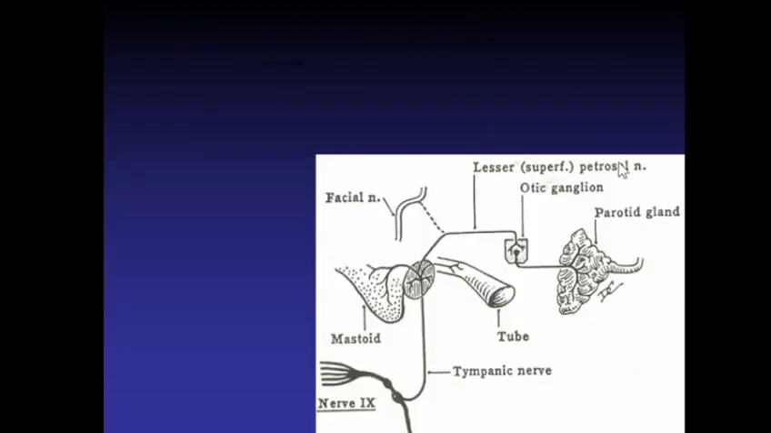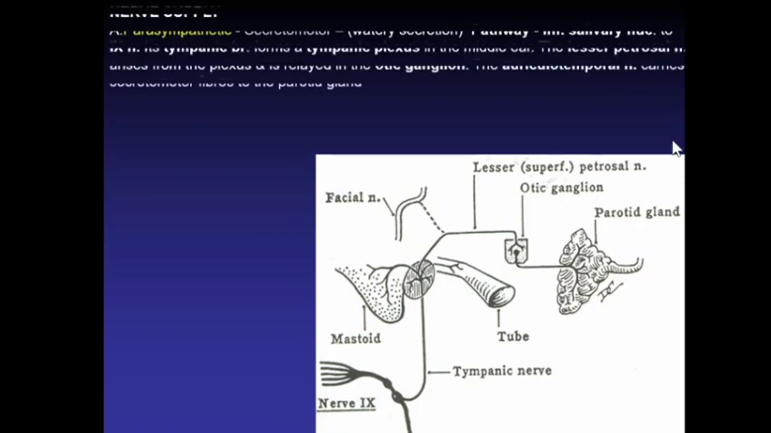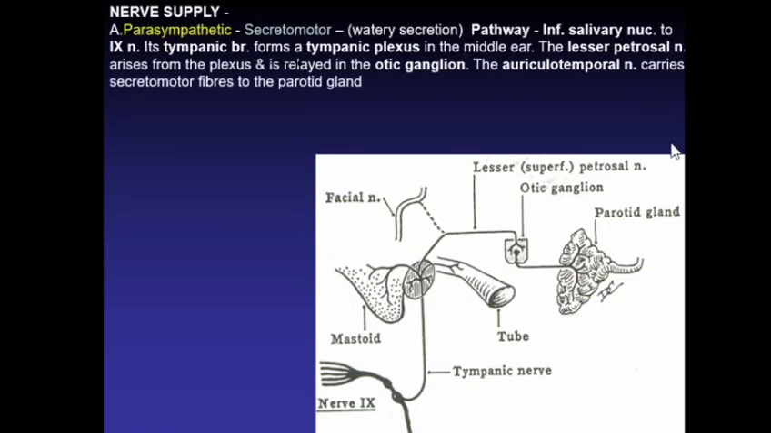We'll see the nerve supply of the parotid gland, that is parasympathetic, sympathetic and sensory. So first of all we'll see parasympathetic. Secretomotor, water secretion pathway: inferior salivatory nucleus to the ninth cranial nerve. Its tympanic branch forms a tympanic plexus in the middle ear. The lesser petrosal nerve carries from the plexus and it relays in the otic ganglion. The auriculotemporal nerve carries secretomotor fibers to the parotid gland.